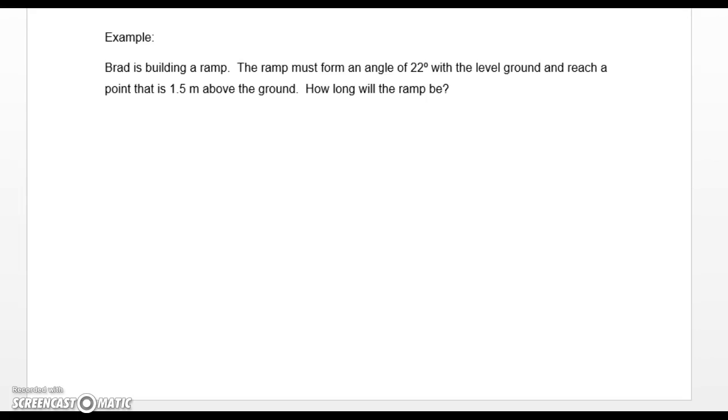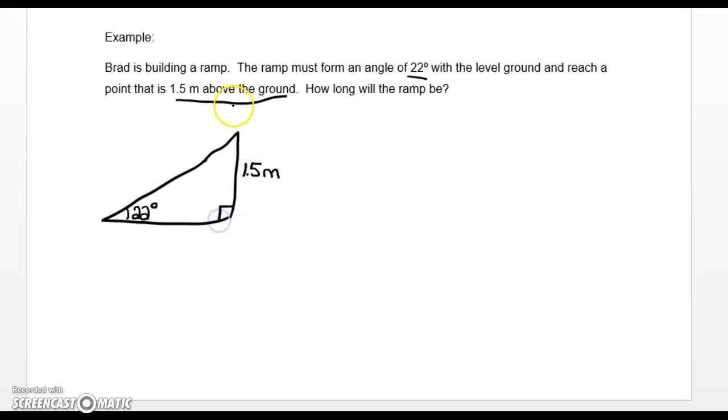One thing that I like to do, especially when we're working with word problems, is draw a diagram, or a picture of what's going on here. So we know that we're building a ramp, and this ramp must form a 22-degree angle with the level ground. So here we've got some sort of ramp, and we've got the ground here. This angle formed right here needs to be 22 degrees. And then we know that this ramp is going to reach a point that is 1.5 meters above the ground. Maybe this point from the bottom to the top is 1.5 meters.